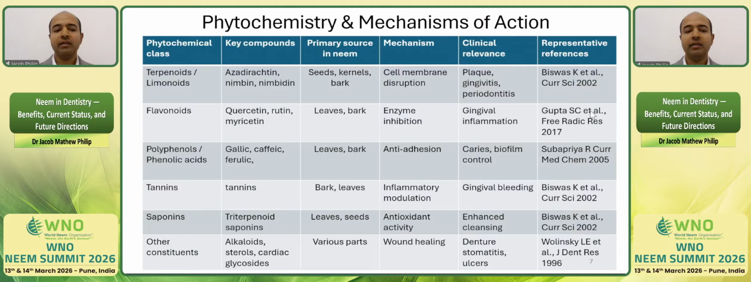And other components like alkaloids are helpful in promoting wound healing because they modulate enzymes for wound healing, fibroblast growth factors, and collagen synthesis. So these are the ways in which they have a mechanism that we can utilize for the benefit of human health.